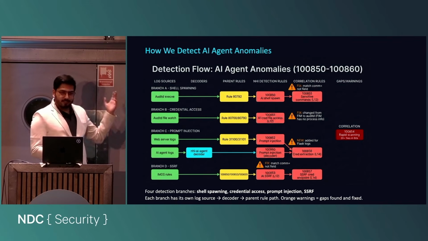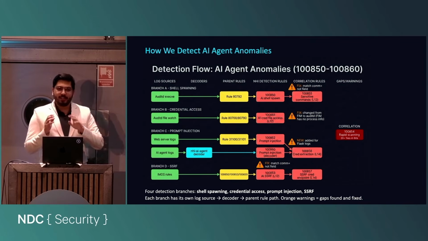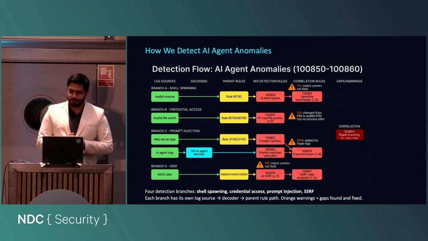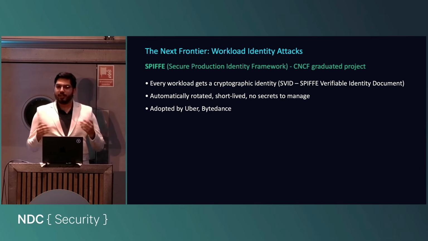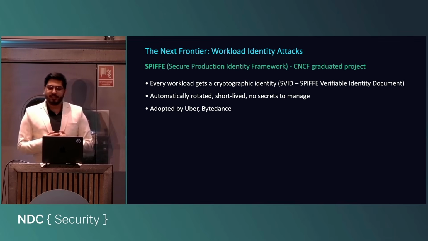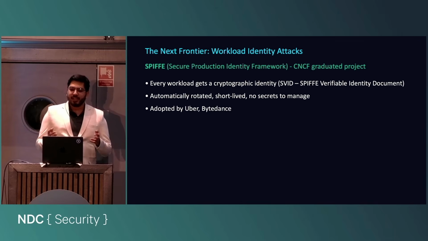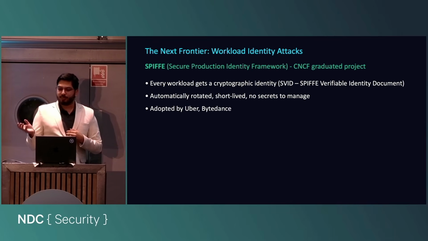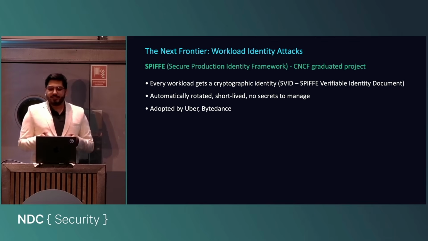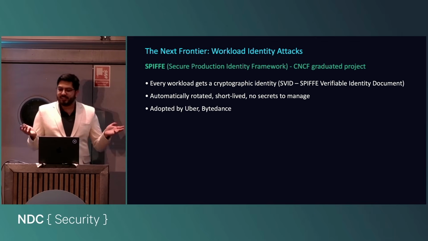Now we have seen the same attack, both traditional and AI powered, but there's another frontier that I would like to show you. The next frontier for workload identity is SPIFFE. It's the Secure Production Identity Framework for Everyone. It's a Cloud Native Foundation graduated project. It's how cloud native systems are moving beyond static credentials. Here, every workload gets a cryptographic identity, an SVID, that's a SPIFFE Verifiable Identity Document. These are automatically rotated and short-lived, so there are no secrets to manage.